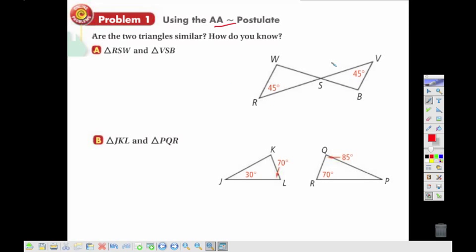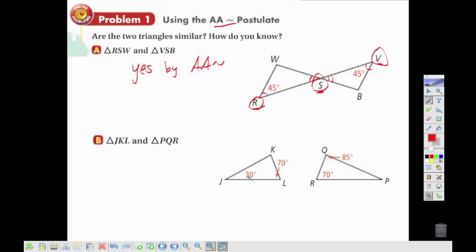In the first one, we're looking for two angles that match. Notice we're already given the 45. We should also by now recognize vertical angles pretty quickly. So our congruent angles are R and V, and then S. So we can say that these two triangles are similar. Let's check just to make sure. R goes with V, S goes with S, and then W and B are together. So we can say that these are similar by angle-angle, and we use the little similar mark.